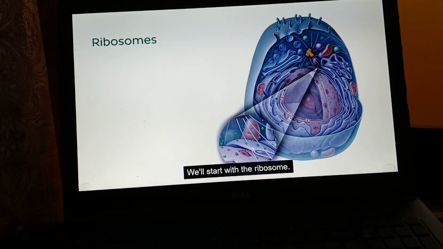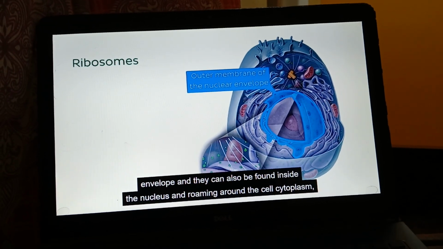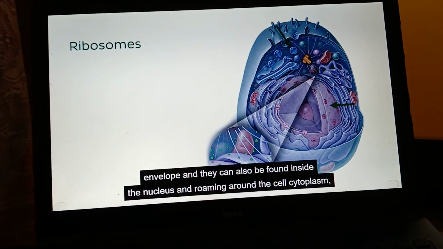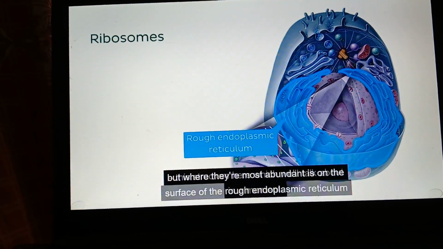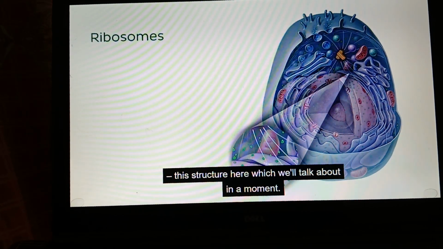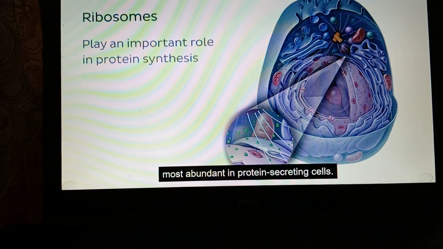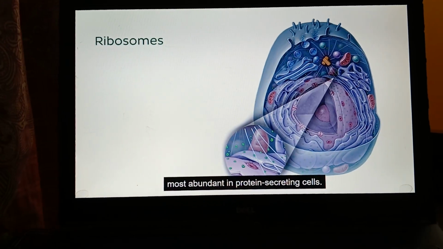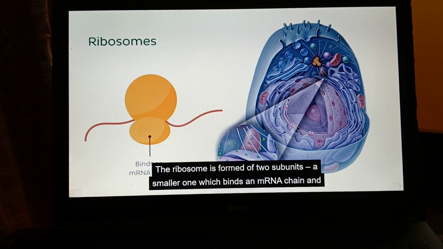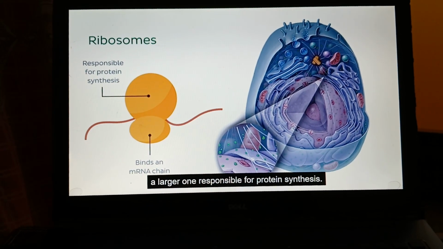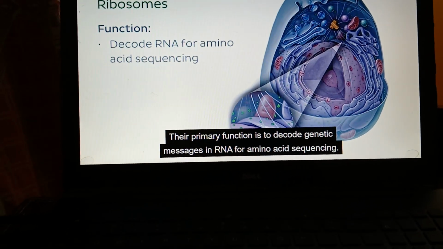We'll start with the ribosome. We've already heard that they can be found embedded in the outer membrane of the nuclear envelope, and they can also be found inside the nucleus and roaming around the cell cytoplasm. But where they're most abundant is on the surface of the rough endoplasmic reticulum, this structure here, which we'll talk about in a moment. Ribosomes are minute particles that have an important role in protein synthesis and are most abundant in protein-secreting cells. The ribosome is formed of two subunits, a smaller one, which binds an mRNA chain, and a larger one responsible for protein synthesis. Their primary function is to decode genetic messages in RNA for amino acid sequencing.